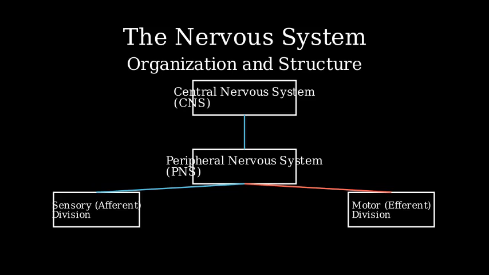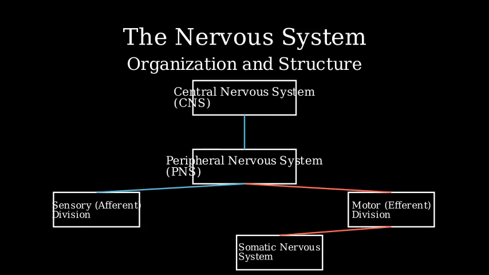The motor division further splits into two systems: the somatic nervous system, controlling voluntary movements like muscle contractions, and the autonomic nervous system, or ANS, controlling involuntary functions. Finally, the ANS has two branches: the sympathetic division, responsible for fight or flight responses, and the parasympathetic division, which controls rest and digest functions.